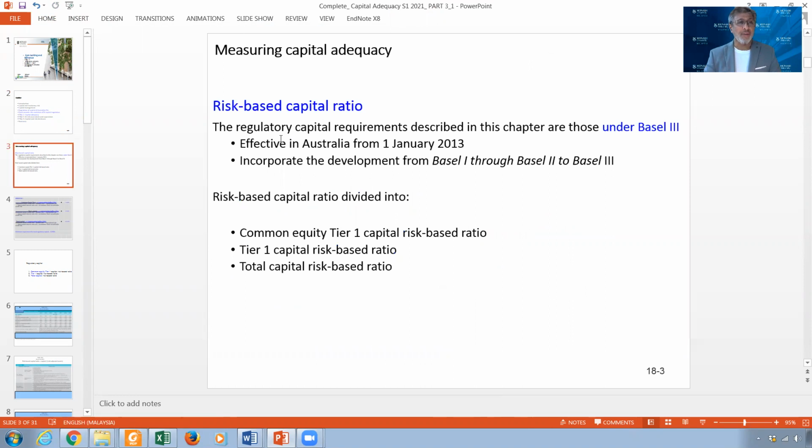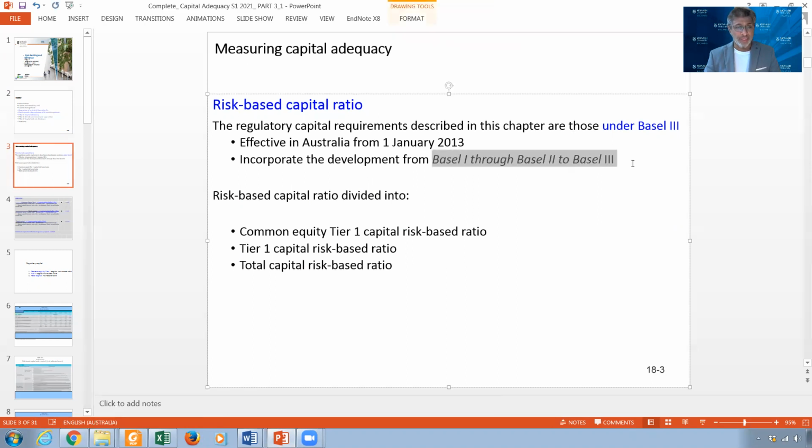Let's first identify the risk-based capital ratio. The regulatory capital requirements described in this chapter are those under Basel III. They are effective in Australia from January 1st, 2013, same thing in Malaysia, and they incorporate the development from Basel I to Basel III. But actually we are not concerned about Basel I or Basel II, we are concerned only with Basel III, which is effective now in Malaysia, Australia, and so many countries.